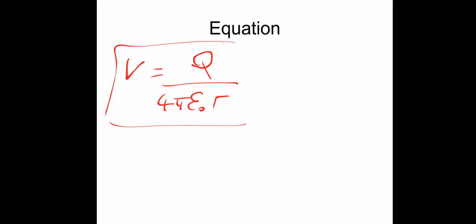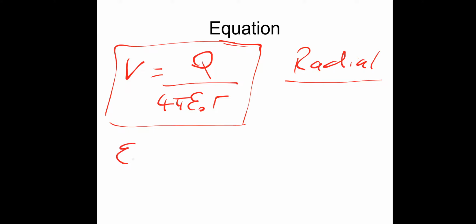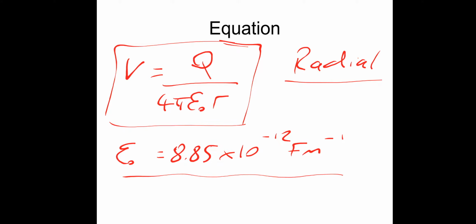Well, the equation for electric potential is V equals the charge divided by 4 pi epsilon naught r. These are obviously for radial fields, so point charges. Remember, epsilon naught on data sheets is 8.85 times 10 to the minus 12 farads per meter. It's the permittivity of free space. So if you want to pause and get that written down, remember it is a scalar quantity. Really important.